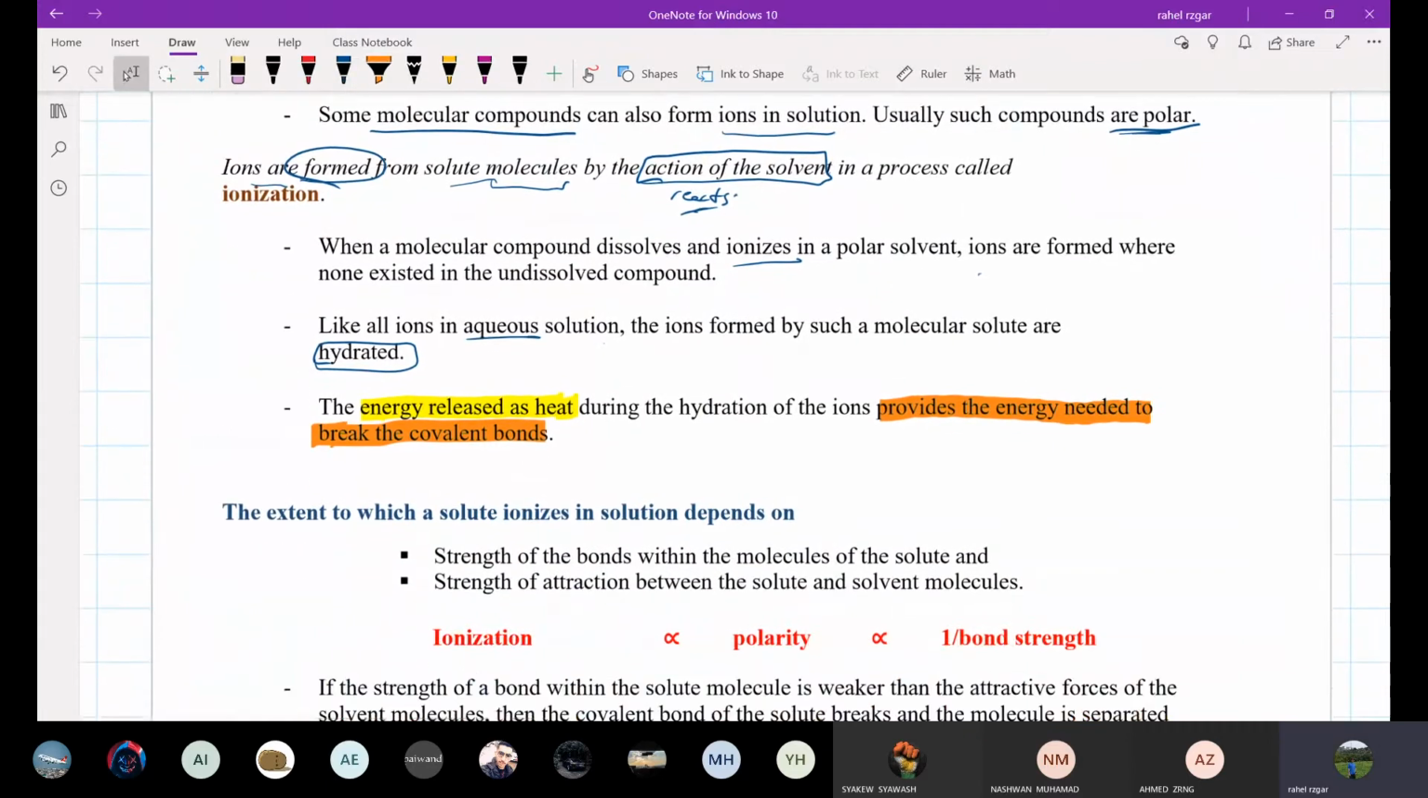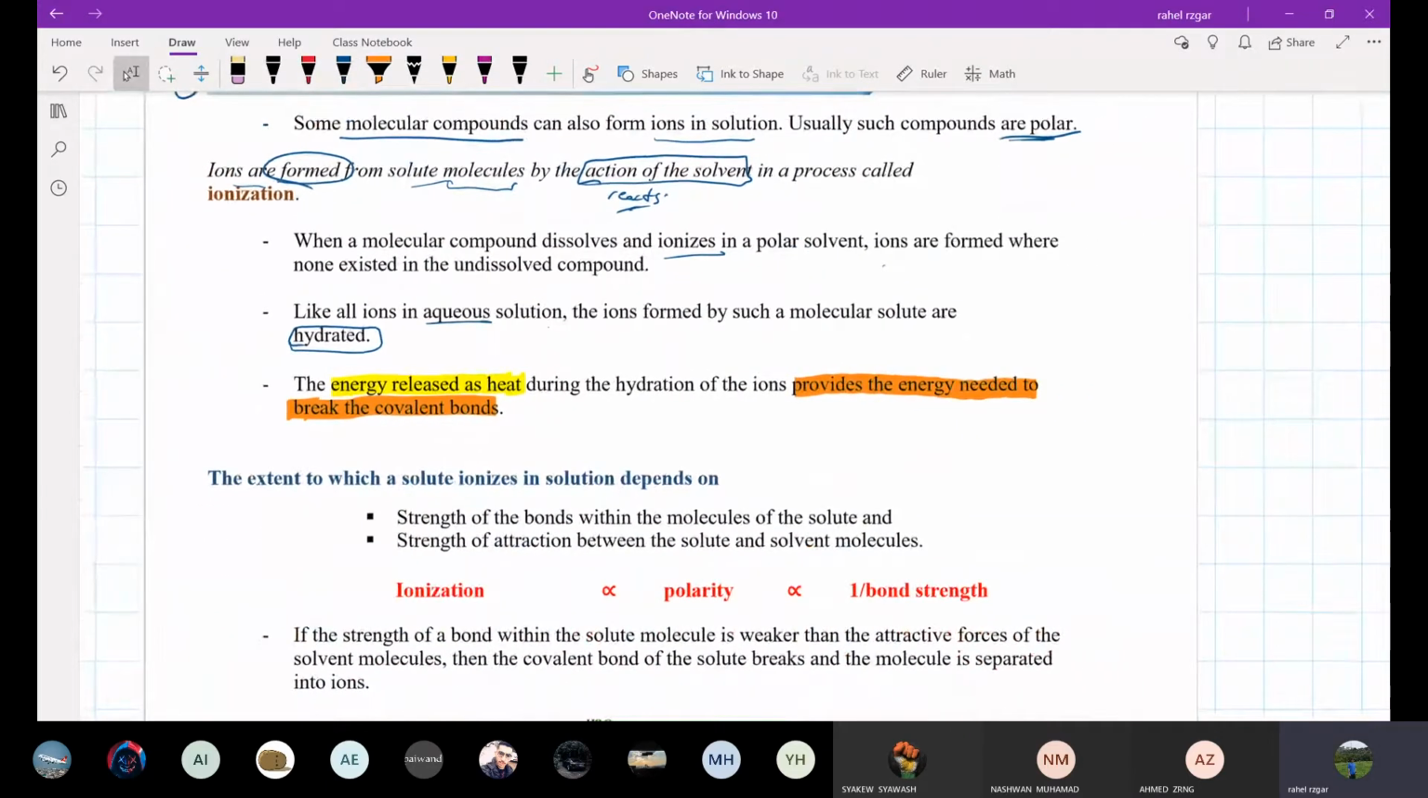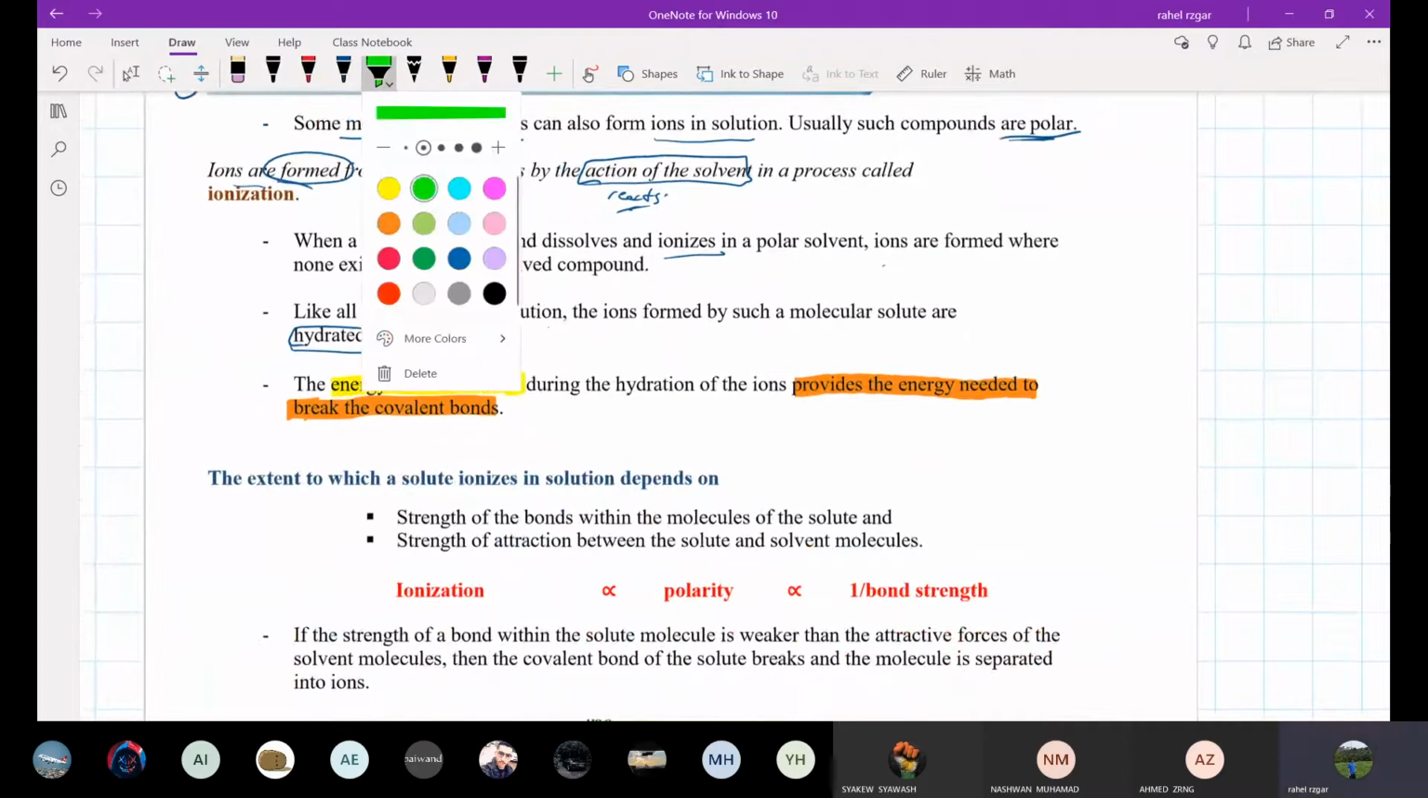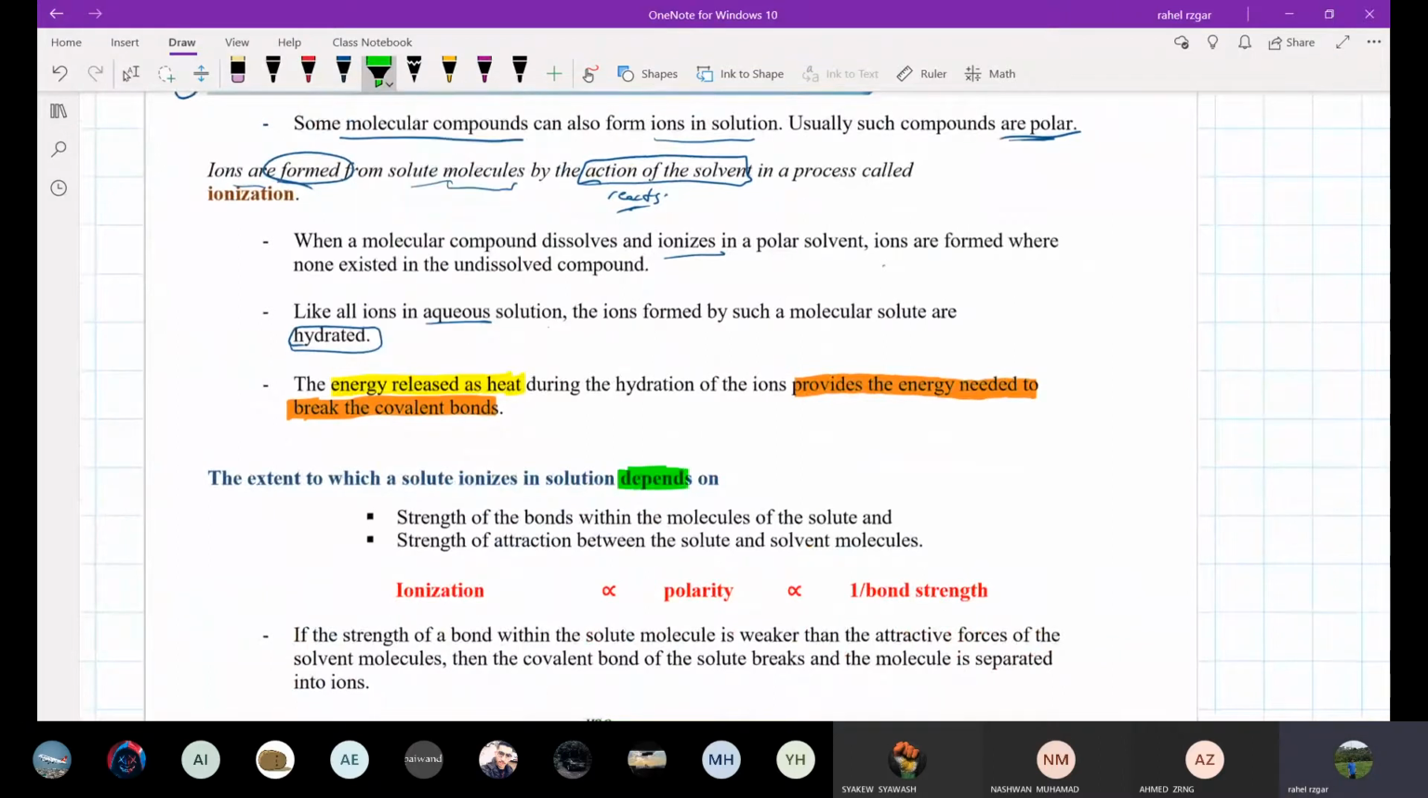We are still not done with ionization. Let's see what ionization depends on. Ionization depends on two things. Strength of the bond within the molecule of the solute. Is the bond strong or not? If the bond is strong, maybe it cannot be broken. Maybe it won't break, and then they cannot become ions.